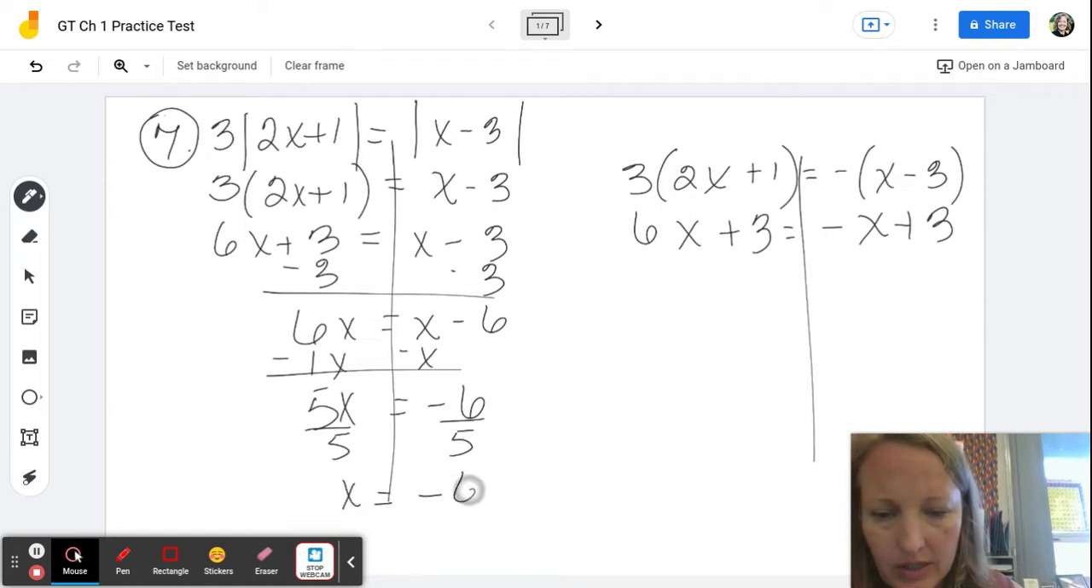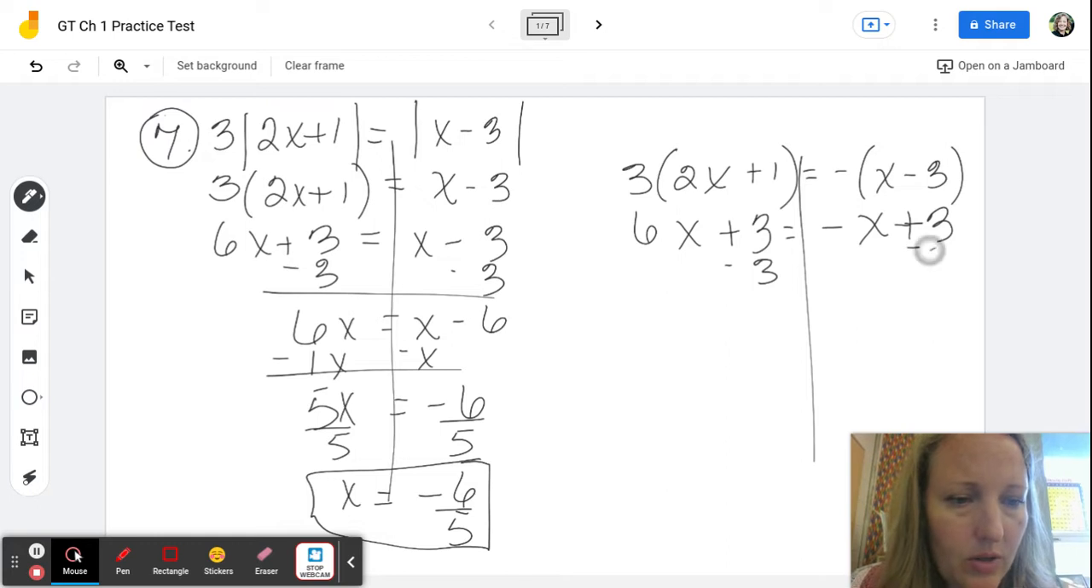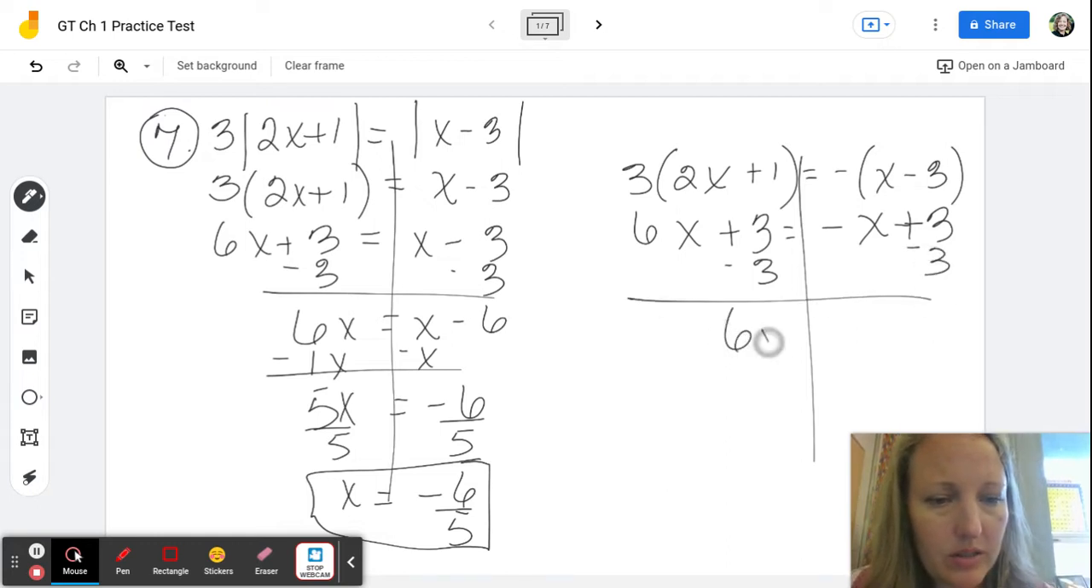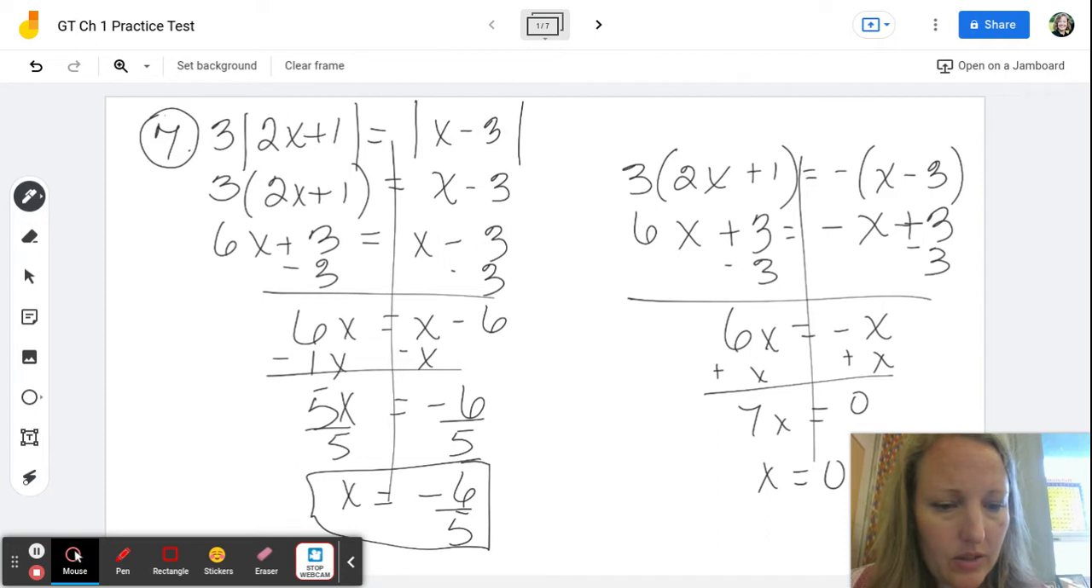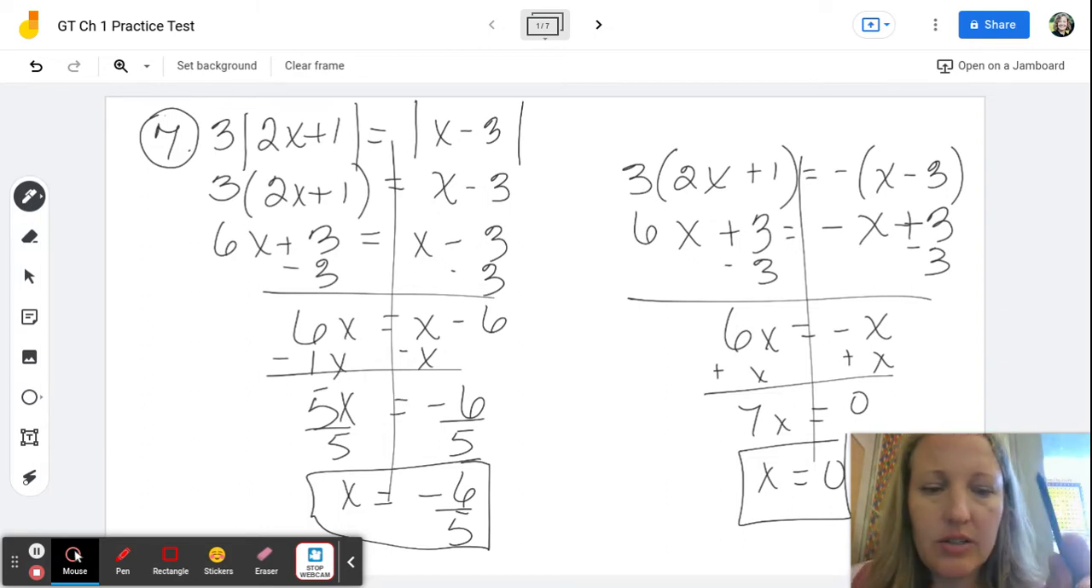So I know this answer came up several times in class, and we were having trouble getting there, so I wanted to clear that one up. So here, we're going to do the same thing. It's a plus sign. Minus 3. Remember your inverse operations. Negative x, and then we have plus x. So 7x equals 0. And so the only thing x can be is 0. So these are our two answers. And when you plug them in, they both work. So neither are extraneous.